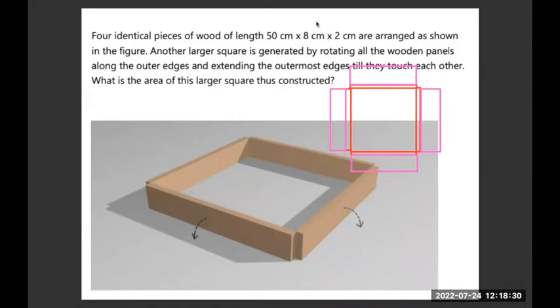Now, what you have to find is the area of this larger square, which is shown in blue color. How do we do that?